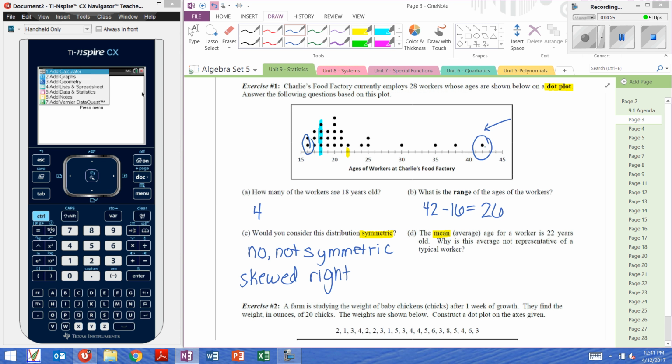We call those outliers. So why is this average not representative of a typical worker? Because there are outliers in the data. And we'll talk more about different types of measures that we can use to represent the data. Maybe the mean would not be the best example.